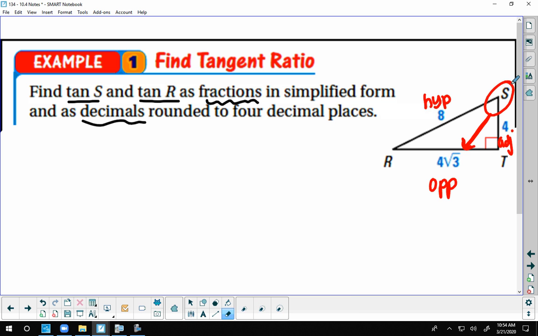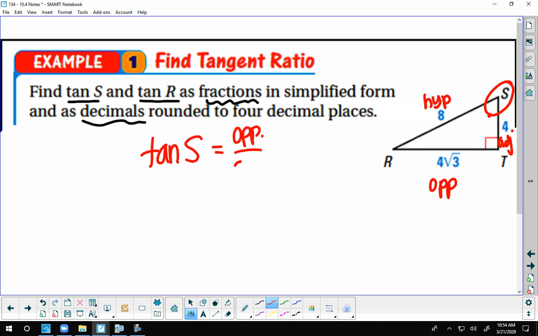So if we're trying to find the tangent of angle S, you always write the tangent of the angle, so tangent of angle S is opposite side over the adjacent side. So in our case, the opposite side is 4 square root of 3, and the adjacent side is 4. And then we need to simplify that, and 4 divided by 4 is just 1, so it just simplifies to the square root of 3.